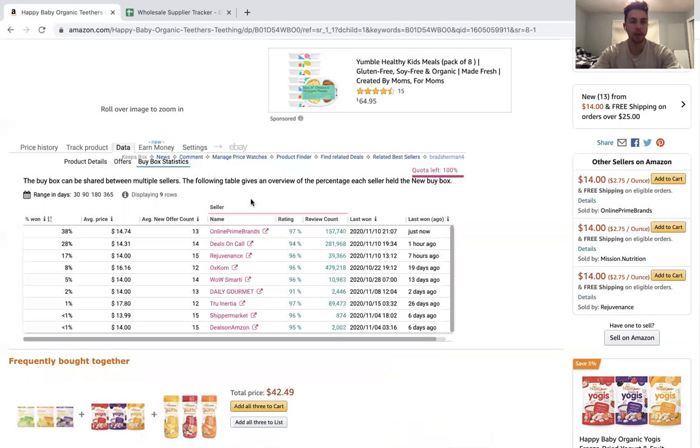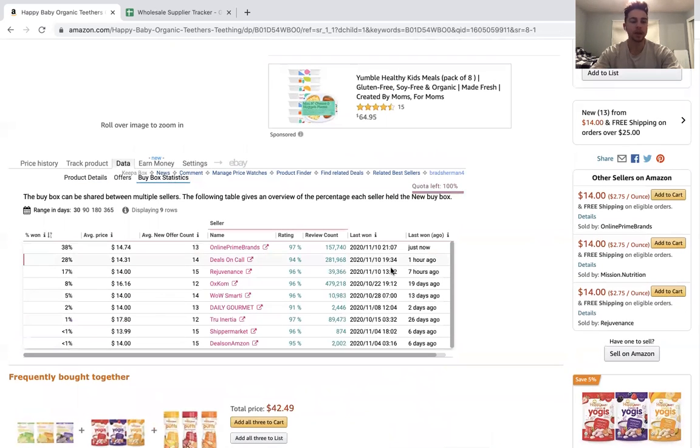And once it loads in, let's go to buy box statistics. From here, we can see the percentage buy box won of each seller. Now, keep in mind, Keepa is a software estimate, so it's not going to be completely accurate. So if this 38% could possibly be 60%, we don't know exactly what the percentage is. Keepa only gives us an idea of what each seller is getting, but generally speaking, it will be proportional to the percentages that they have.